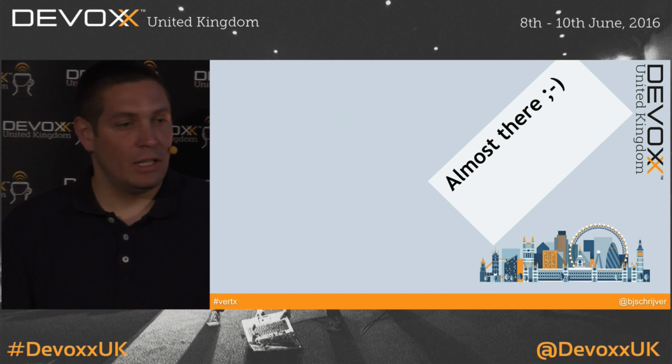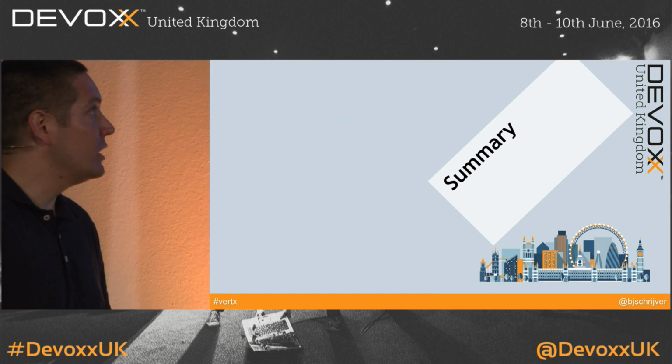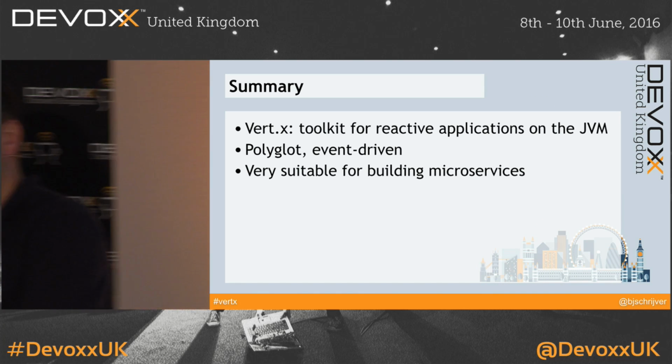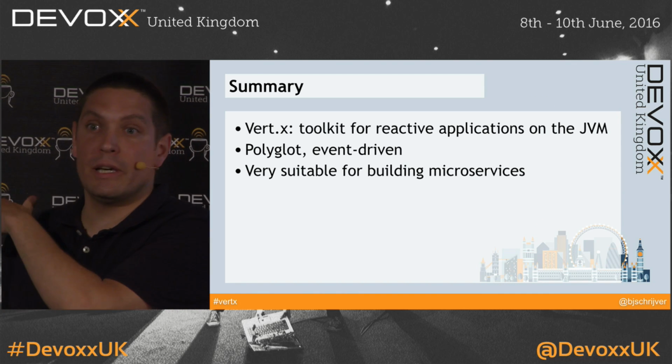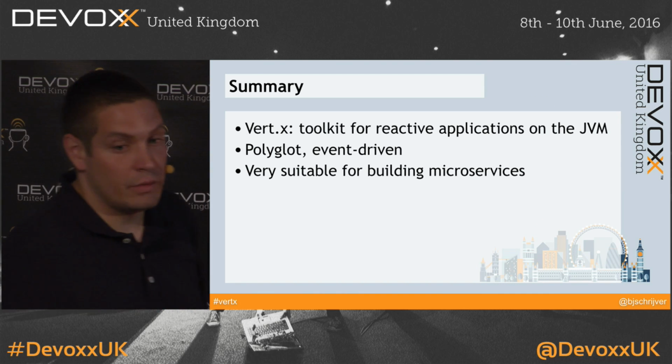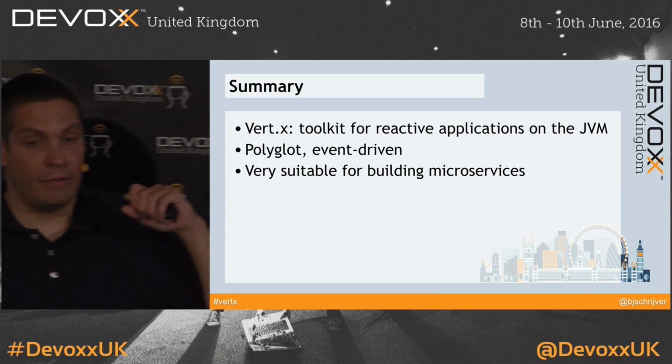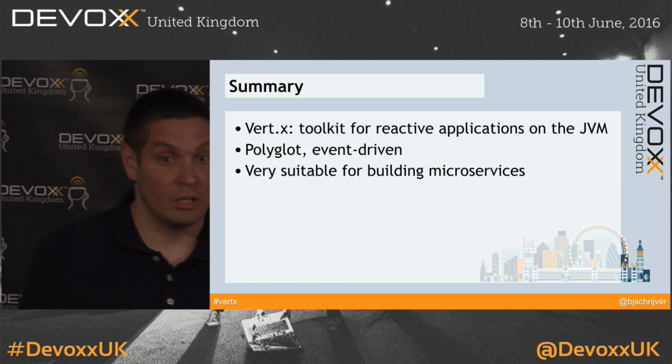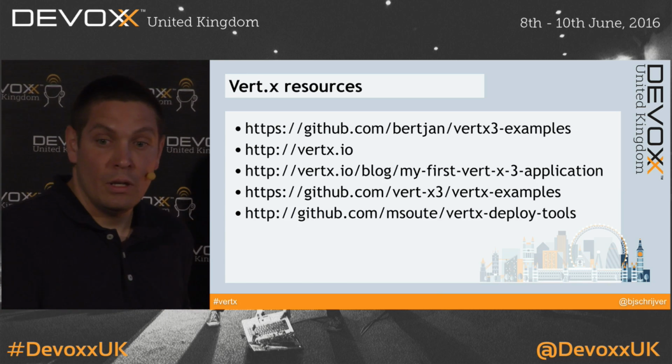So we're almost there, and time-wise we're also almost there. So to summarize, Vert.x is a toolkit for building reactive applications on the JVM. It's polyglot, it's event-driven, and it's very suitable for building microservices. It's also very fun to use.